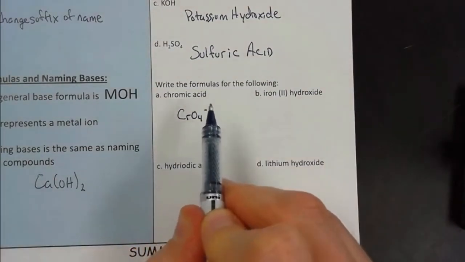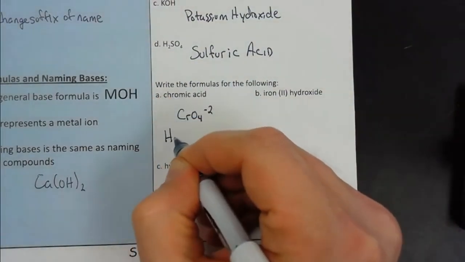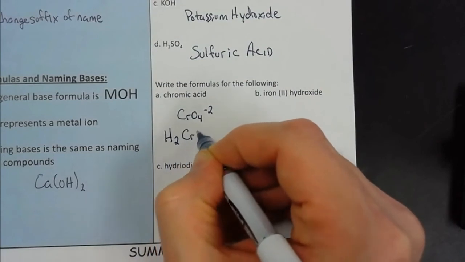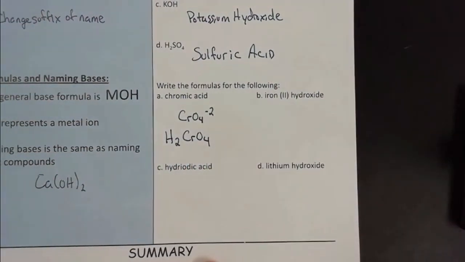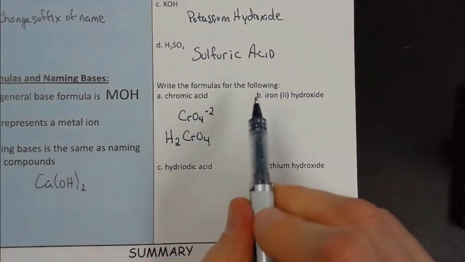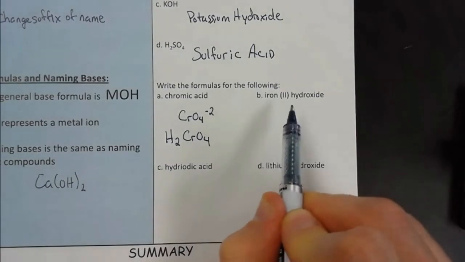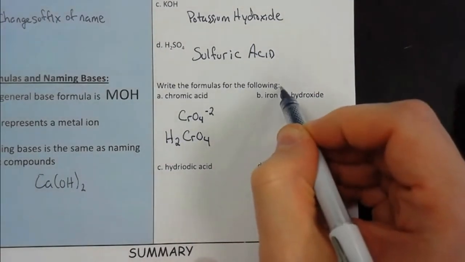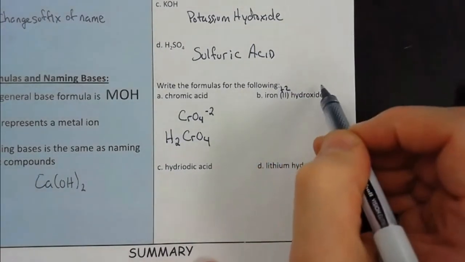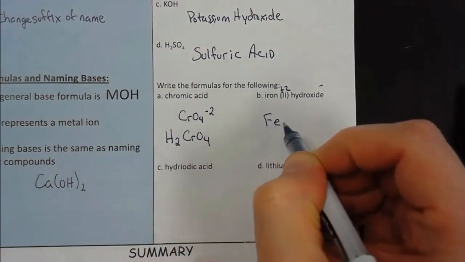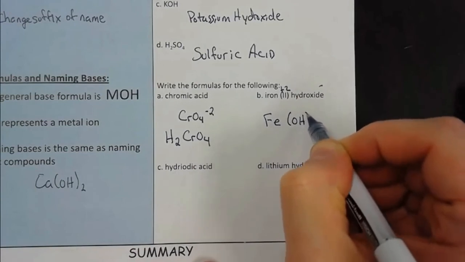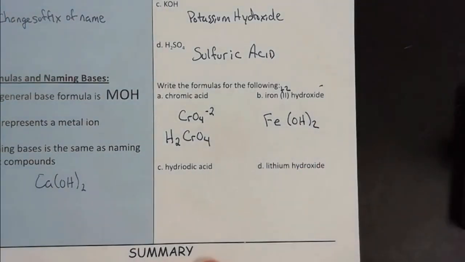And because it's a -2 charge, the formula of the acid has to start with hydrogen, and we're going to have 2 of them to counteract that -2 charge because each hydrogen is +1. Okay? Here we've got iron 2 hydroxide, iron being a transition metal, so that means this is +2. Hydroxide is always a -1, so we would write 1 iron and 2 -1 hydroxides bonded to that.